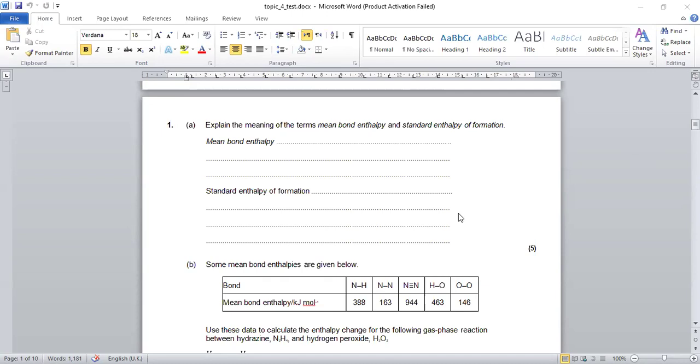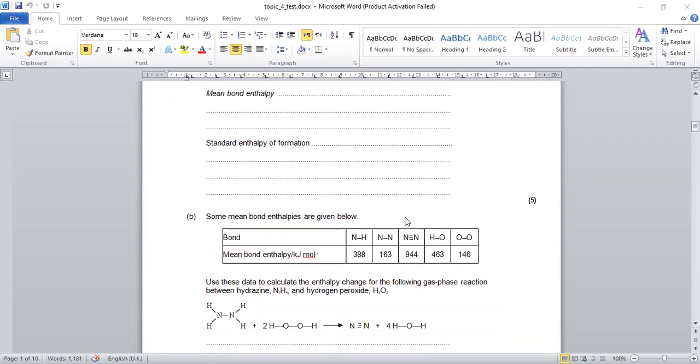Breaking a bond in the reactant will absorb the value of the bond energy. Forming a bond in the product will release the same value. So we can get the whole definition of standard enthalpy of formation: when 1 mole of a compound is formed from its elements under standard conditions.